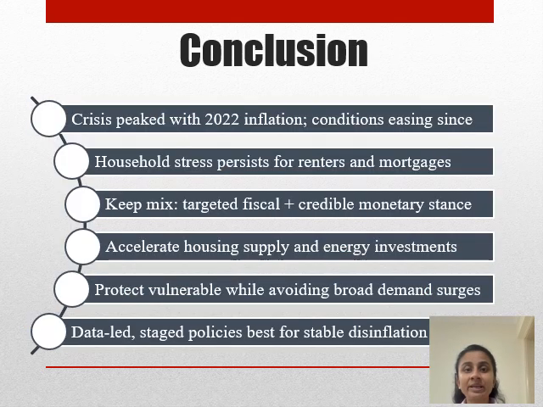Australia's cost of living crisis peaked in 2022 and has since eased, but the legacy of high prices and inequality remains. Sustainable solutions require a balanced mix of targeted fiscal support, credible monetary policy, and structural reform in housing supply, energy transition, and productivity. These efforts will help achieve stable disinflation and inclusive economic growth.